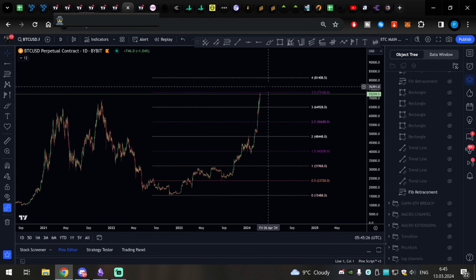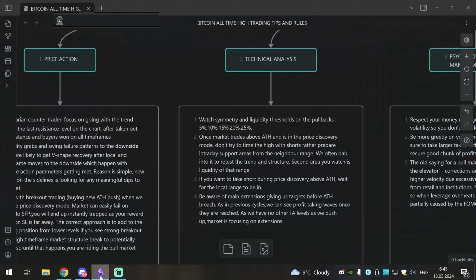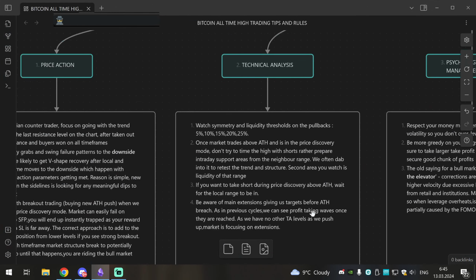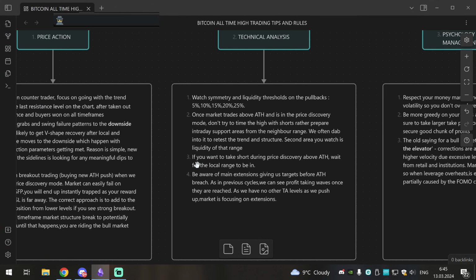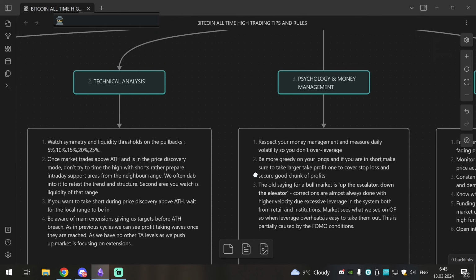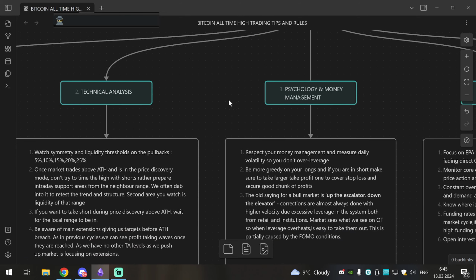Okay, so this is one example of how the market is watching major extension targets. This is just a few tips from the technical analysis. Let's go now to the psychology and money management.